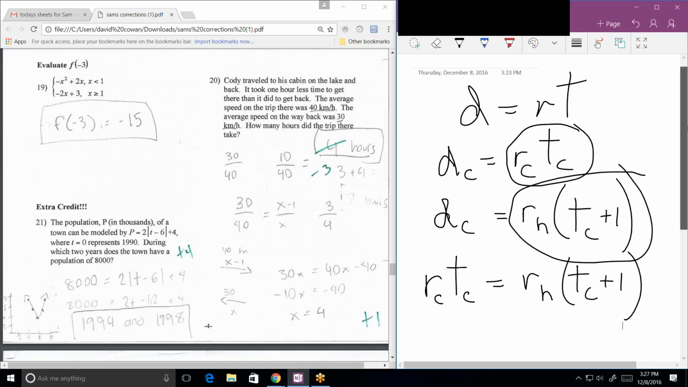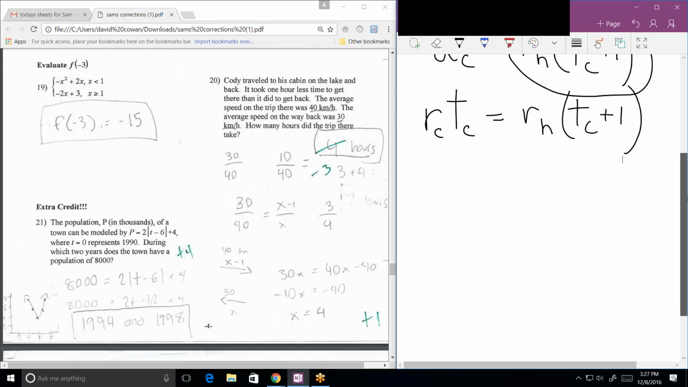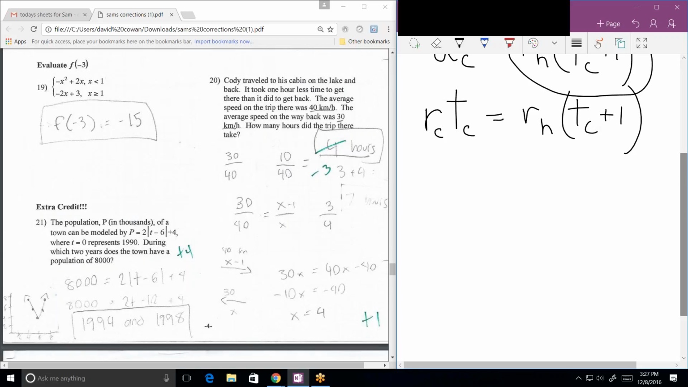Okay? So, how many hours did the trip take? Well, that's basically T sub C plus T sub C plus 1, right? So I got to solve for some of these variables. Well, the next thing it tells me is that the average speed on the trip was 40 kilometers per hour.